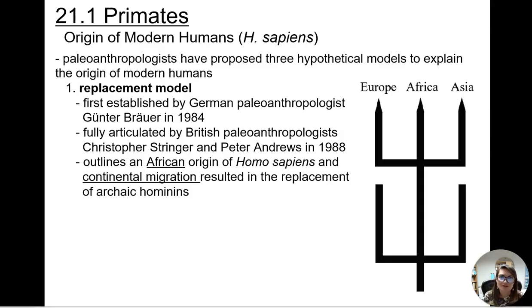Paleoanthropologists have proposed three hypothetical models to explain the origin of modern humans. The first one is called the replacement model. It was first established by German paleoanthropologist Breuer in 1984, fully articulated by British paleoanthropologists Stringer and Andrews in 1988, and it outlines an African origin of Homo sapiens and a continental migration that resulted in a replacement of the archaic human. And so we often learn about this in schools today, about the Great Migration.